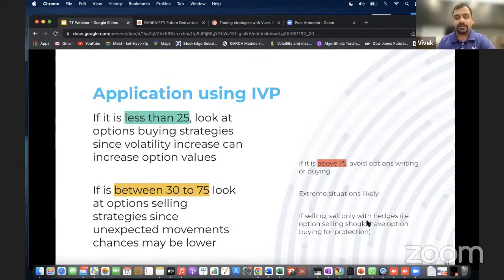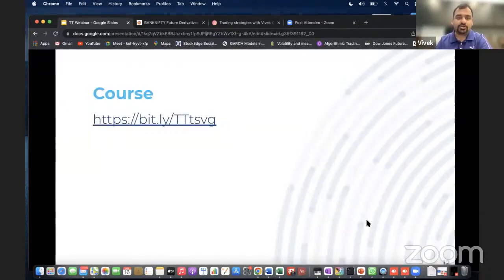Even otherwise, in the selling, we suggest that you always have your stop loss on the option short. And if you're a more conservative kind of trader, along with shorting, you can also buy options as a hedge. So if you're selling a straddle, let us say, you can buy a strangle as a hedge, right? So that covers the presentation.